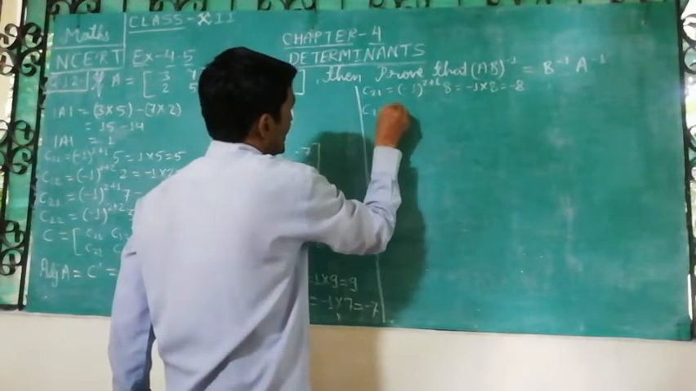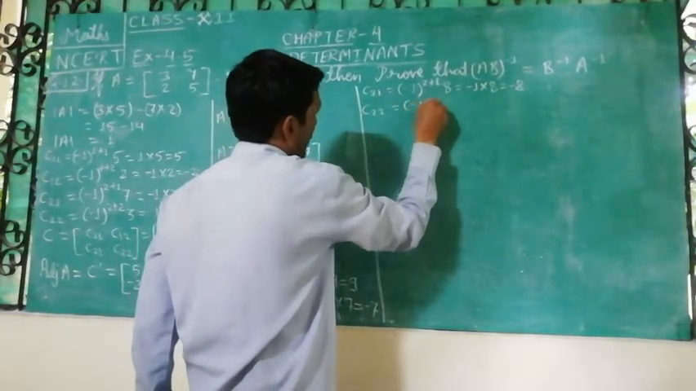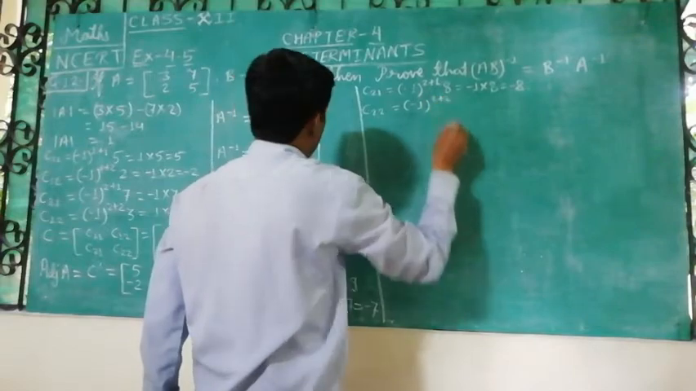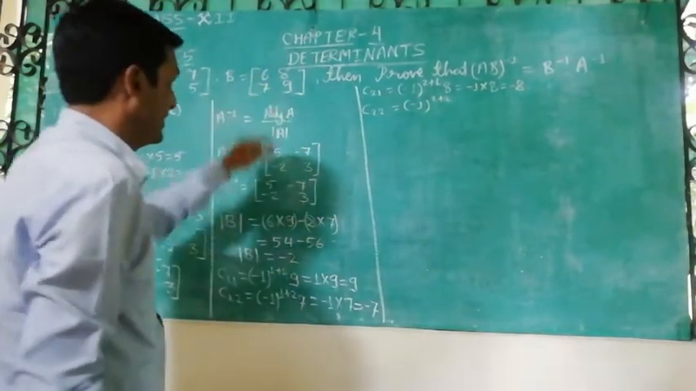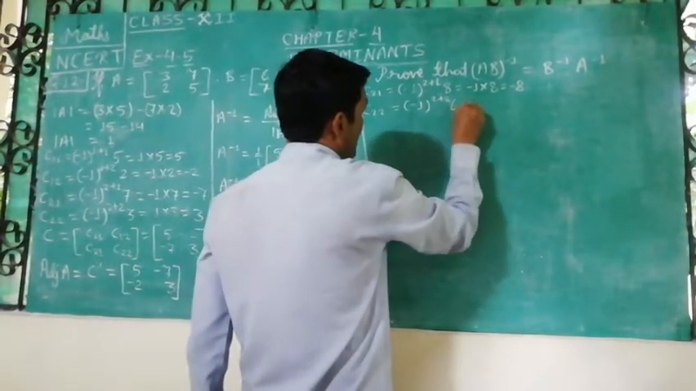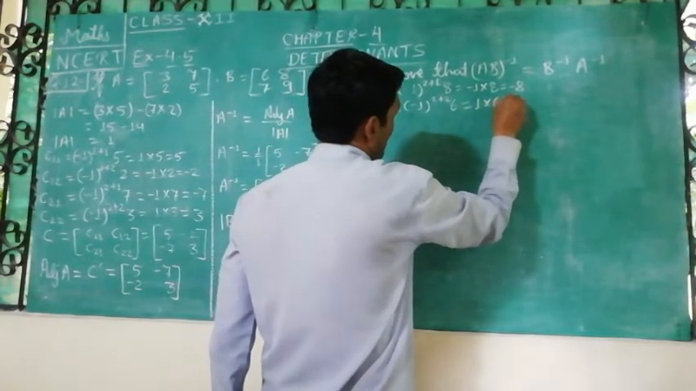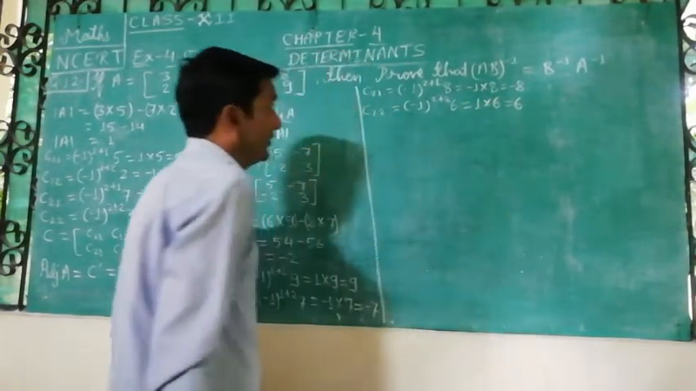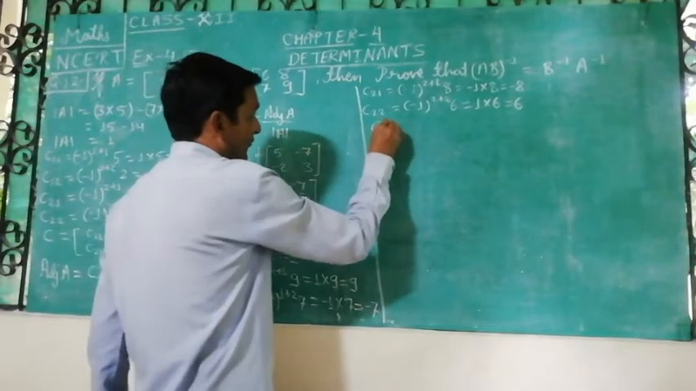C22 is equal to minus 1 raised to the power 2 plus 2, and then the second row and second column will be eliminated. 6 is the remaining element. So here it is 1 into 6, that is equal to 6 only. Now we have to write C for this.